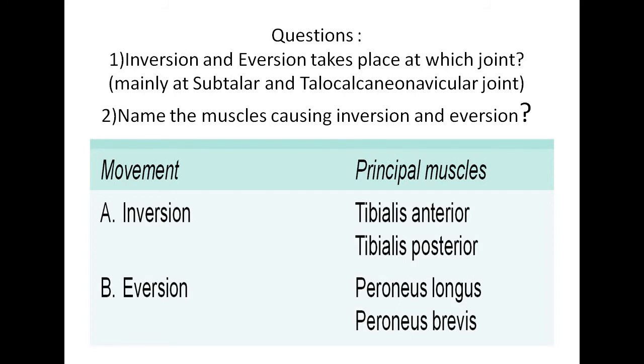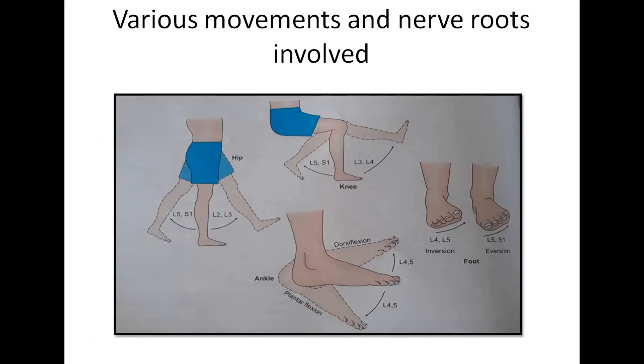One of the commonly asked questions is the movement at the subtalar or talocalcaneonavicular joint. It is inversion and eversion. The muscles causing inversion are tibialis anterior and tibialis posterior, while eversion is caused by peroneus longus and peroneus brevis, which are lateral compartment muscles.